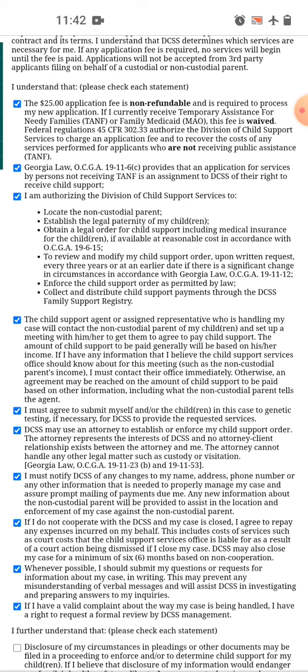Enforce the child support order as permitted by law. Collect and distribute child support payments through the DCSS Family Support Registry.